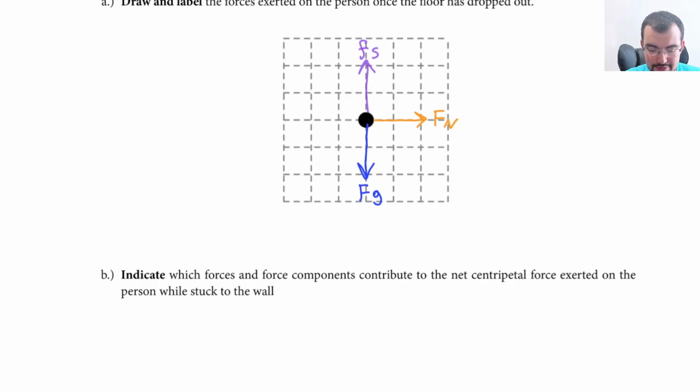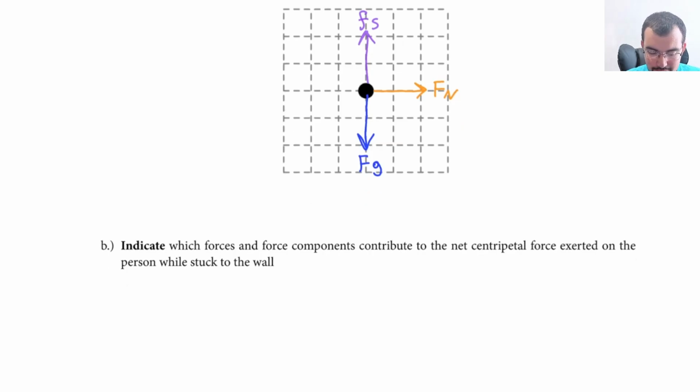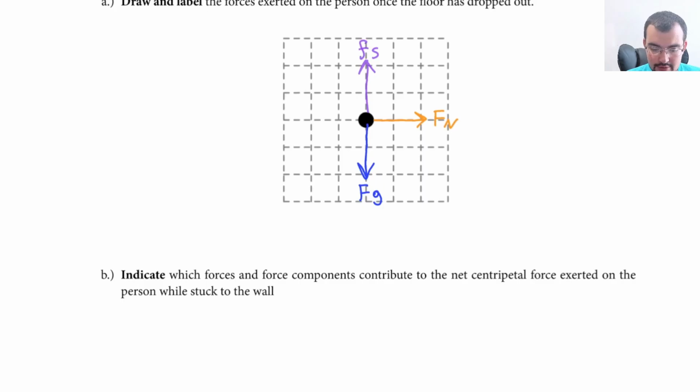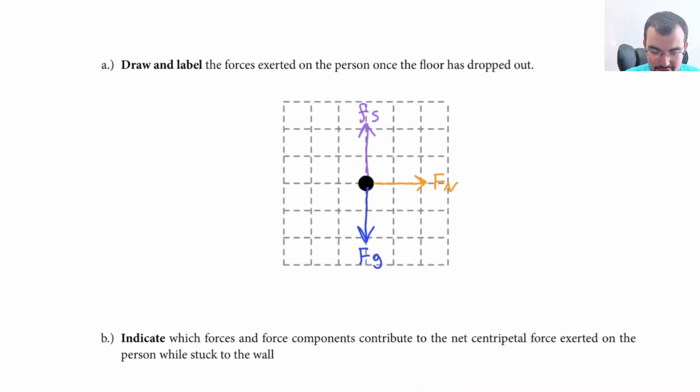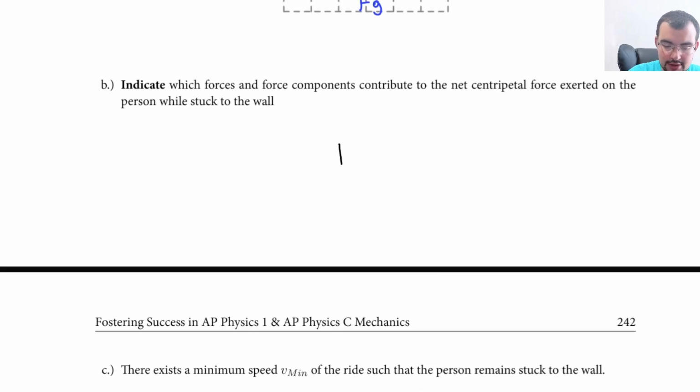So, which forces and force components contribute to the net centripetal force exerted on the person? Well, the person is rotating in a circle, so the center of the circle is this way. The only force that acts radially is normal force. So it is the full normal force.